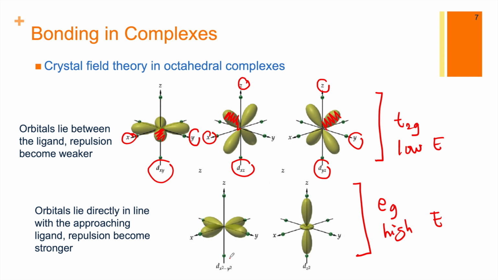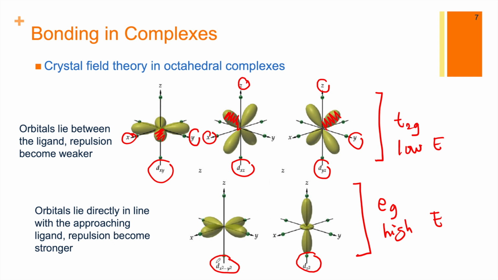And then what about the Eg level, where they have high energy? So we have the dx squared minus y squared and the dz squared. All of these orbitals lie directly in line with the approaching ligand. So what happened here? The repulsion becomes stronger.